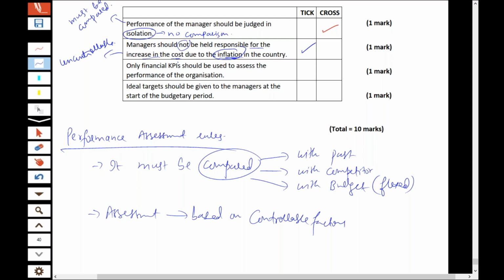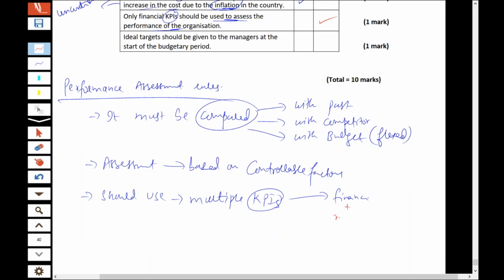Next, only financial KPIs should be used to assess the performance. The answer is absolutely no, because we should use multiple KPIs, that is financial and non-financial both. Number four, ideal target should be given to the managers at the start of the budget period? The answer is no. The target should not be ideal; we mean to say that the target should be attainable.